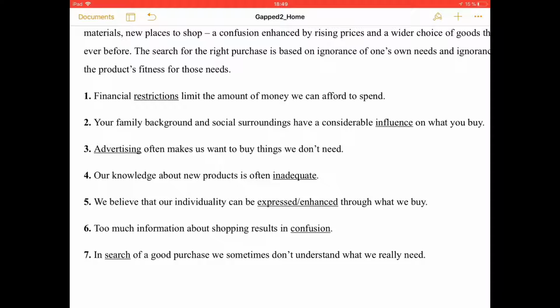So, the answers are: the first, restrictions; the second, influence; the third, advertising; the fourth, inadequate; the fifth, either expressed or enhanced; the sixth, confusion; the seventh, search.